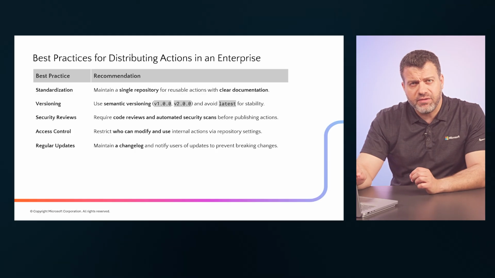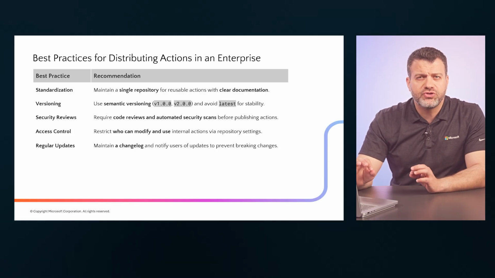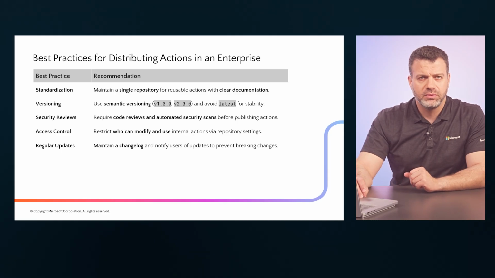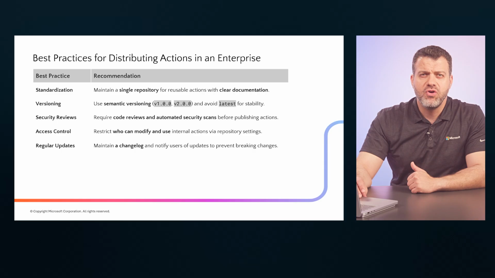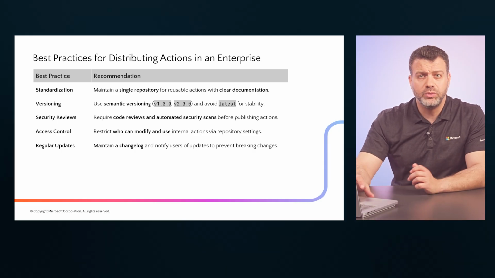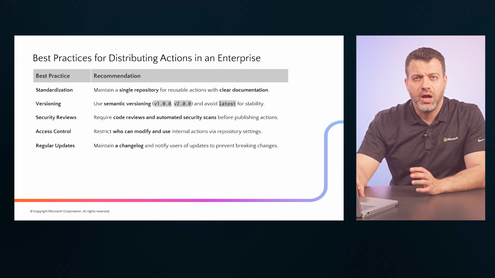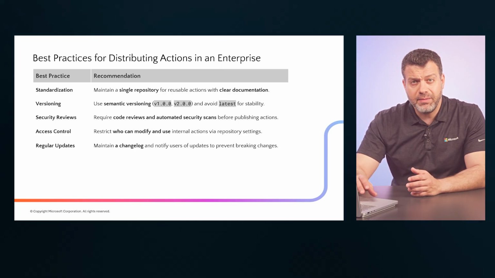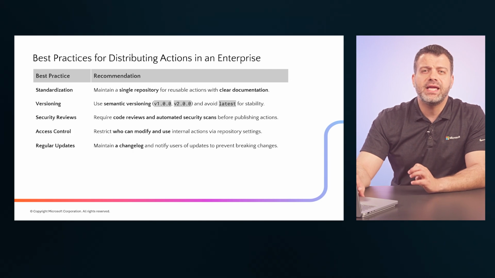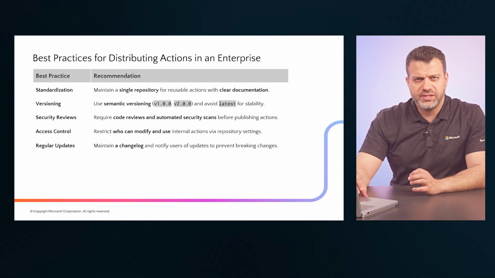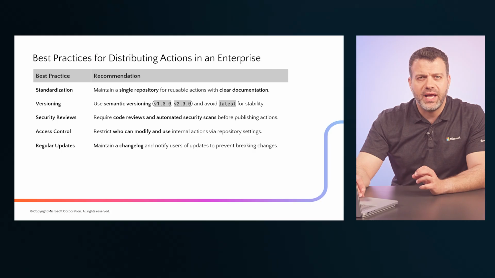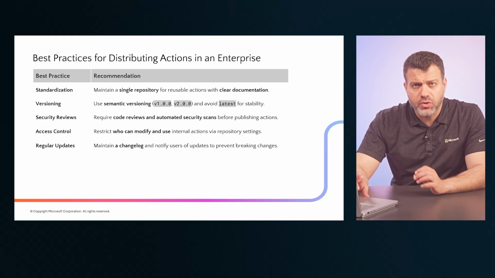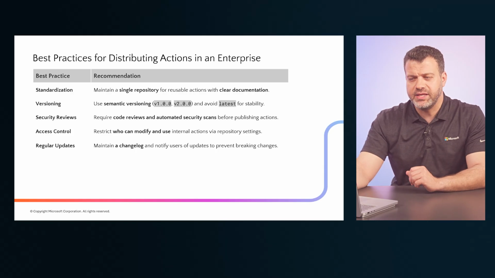Before we move on, let's quickly cover what good looks like when distributing actions across the enterprise. When organizations scale this, a few best practices really matter. Standardization, keeping actions in a single well-known location. Versioning, using versions like v1, v2, and don't rely on latest. Review actions before they are shared. Limit who can modify them. And finally, communicate changes clearly. This is what separates a few reusable workflows from a reliable enterprise automation platform. If you follow these, your automation stays consistent, secure, and easy to maintain.